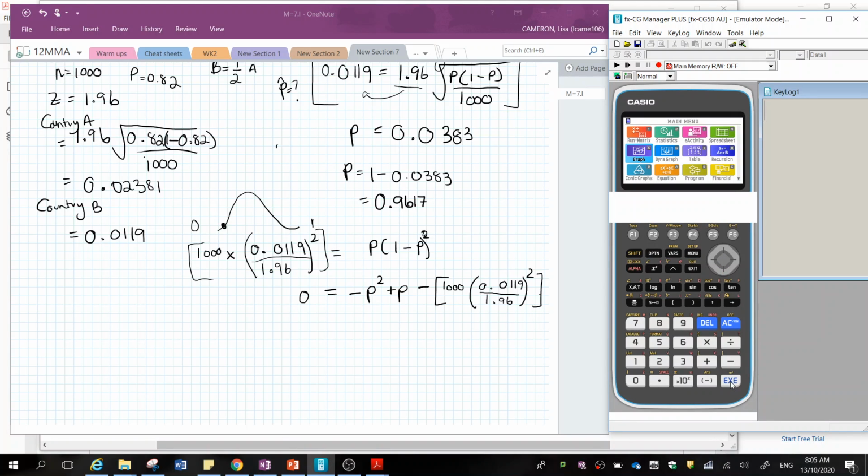So now I'm going to go down to graph minus x squared plus x minus bracket 1000 bracket fraction button, so 0.0119 over 1.96 close bracket square close bracket. Ooh, that bracket needs to be on the outside.